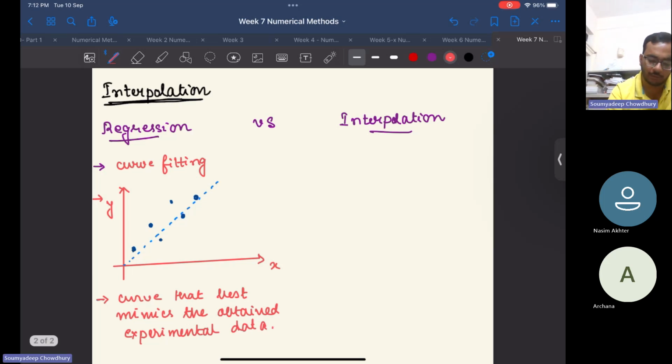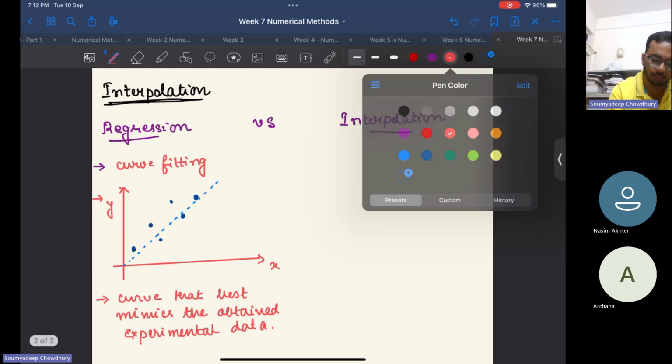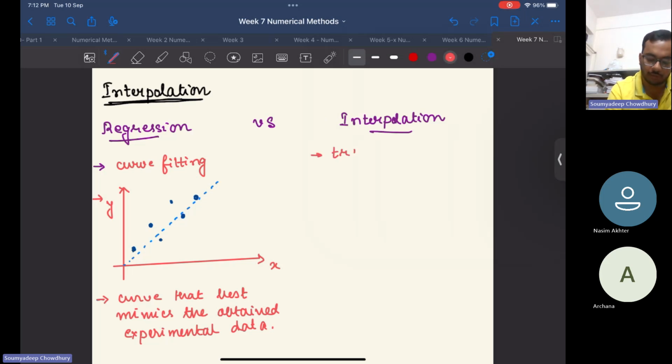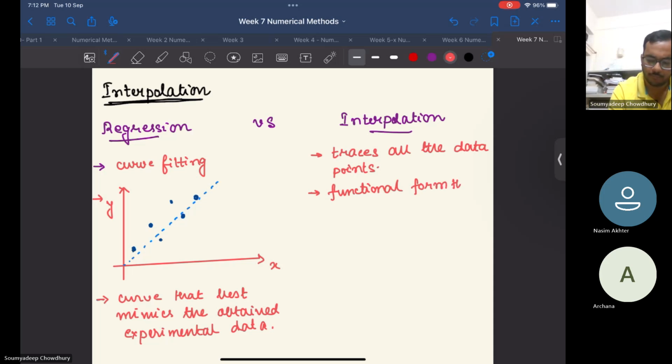However, in interpolation, what happens? Here there is no condition that the best fit line should pass through all the data points. In regression we have to find the line which best represents the data, a straight line, and that is known as linear regression. However, in interpolation, we draw a curve which traces all the data points, or find a functional form that traces all the data points.